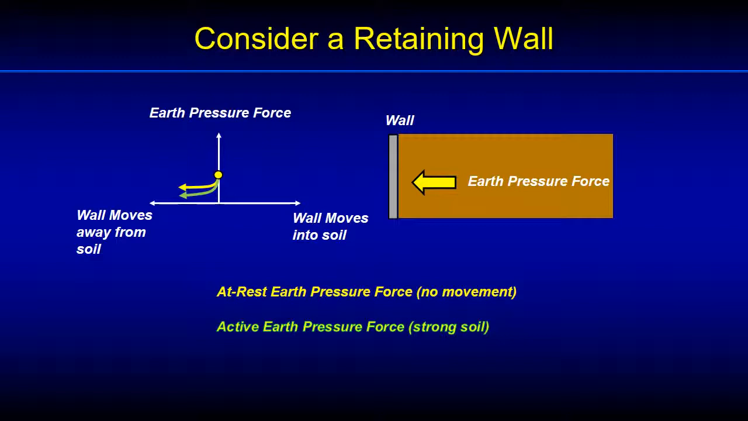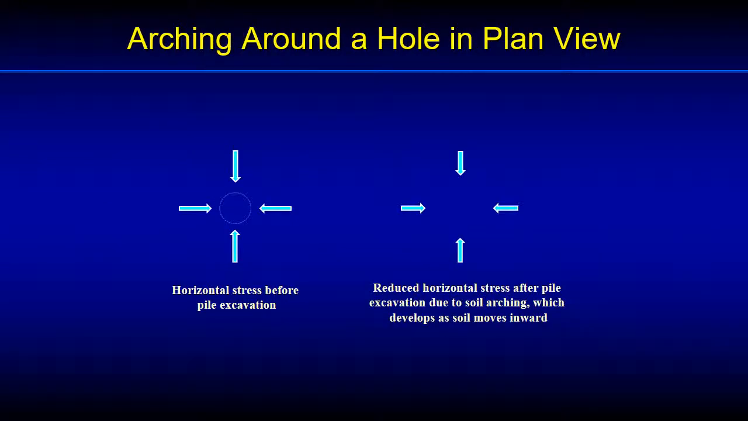Therefore, a strong soil such as a dense sand with a higher friction angle produces less earth pressure force than a loose sand with a lower friction angle, and we certainly take advantage of this in the design of retaining structures. A three-dimensional excavation such as a drilled shaft hole can result in even lower lateral earth pressure forces than the active earth pressure condition thanks to soil arching.